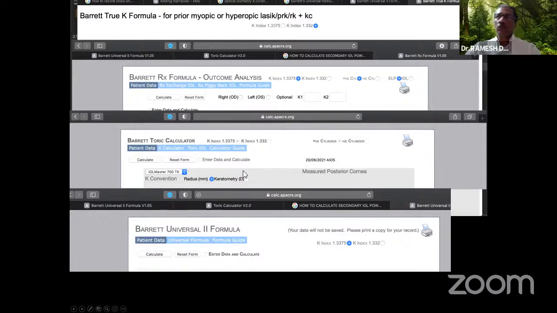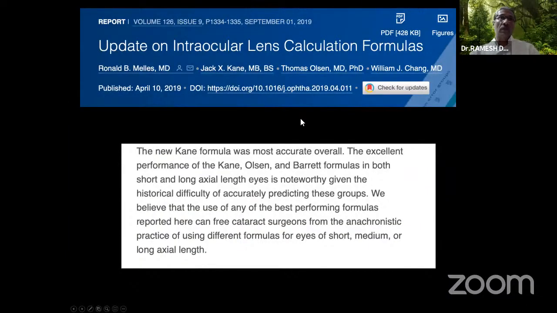Right in the center, if you choose to use a toric lens, you must use a toric calculator. And if you have a patient who had a prior refractive surgery, you have to use that one on top: prior myopic or hyperopic LASIK, PRK, SMILE, or a keratoconus. So these patients have an altered Gullstrand ratio, which is a dominant factor which gives you an error. And for them, you have to use the Barrett's True K formula. So you can't have one formula for all the patients. You should choose the formula.